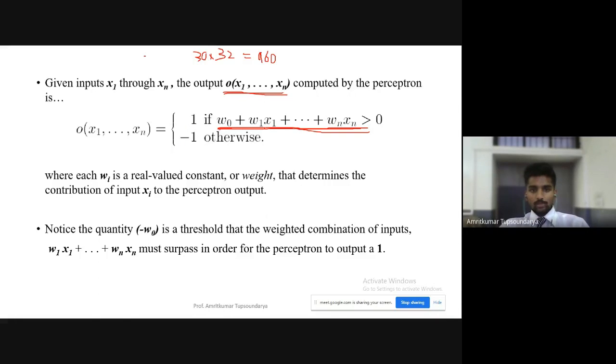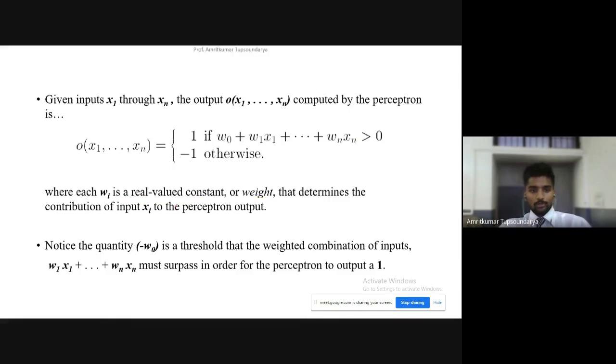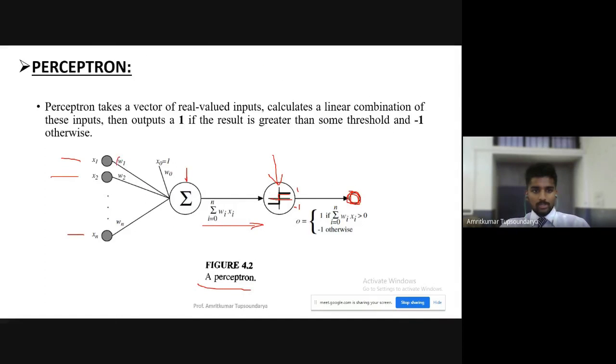Now, what are these W1 and W2? I have already told you, these are the real valued constants which represent the weights. These weights determine the contribution of x1 or x2 or any particular value to the perceptron output. So, for example, let's say this W1 weightage is more. If this W1 weightage is more, then the contribution of x1 to this summation will be more, quite evidently.